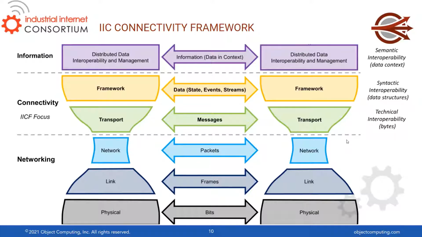And the IIC connectivity framework breaks these into a few different layers. We've got the transport layer, which is concerned with sending messages across. And on top of that, the framework, which is concerned about a more general sense of data traversing. So maybe multiple messages could make up one piece of data, be it a state change or event or stream that's traversing the network. And then on top of all of that, we have this distributed data interoperability and management layer, which is more about what the application wants to do with the middleware.